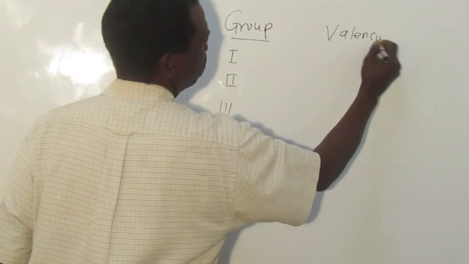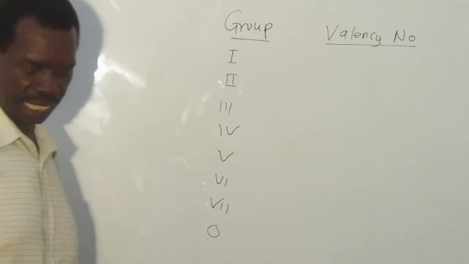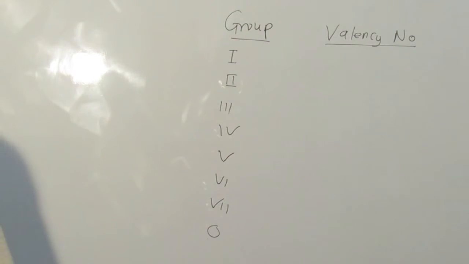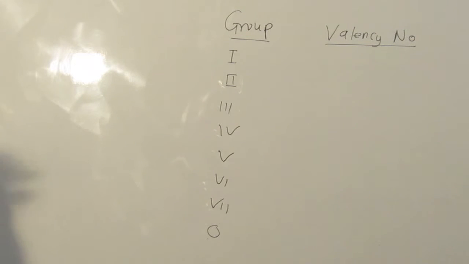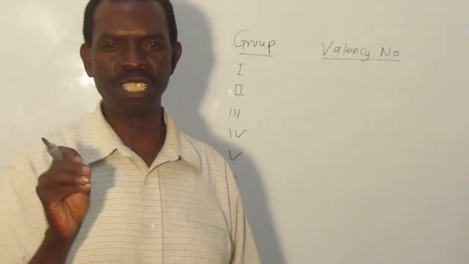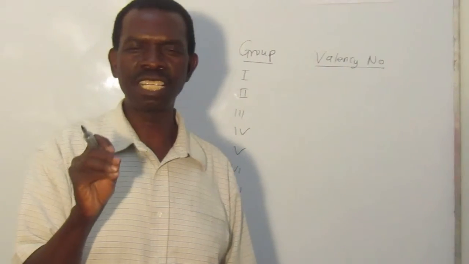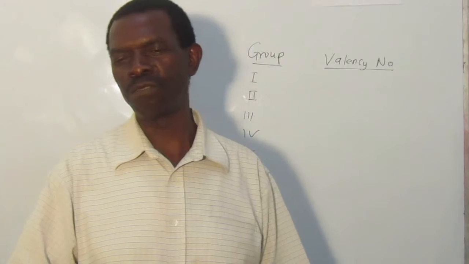valency number. What's a valence number? It simply means these are the electrons that are involved. You remember we talked about an atom being the smallest particle that can take part in a chemical reaction. Now the things that take part in a chemical reaction are the electrons. So those electrons that are involved, for example, you and me go and buy something, what is involved?